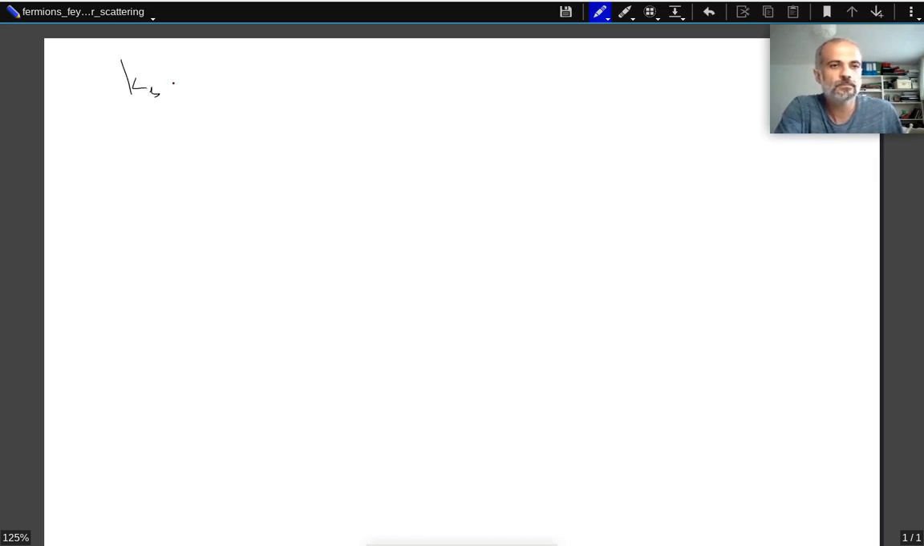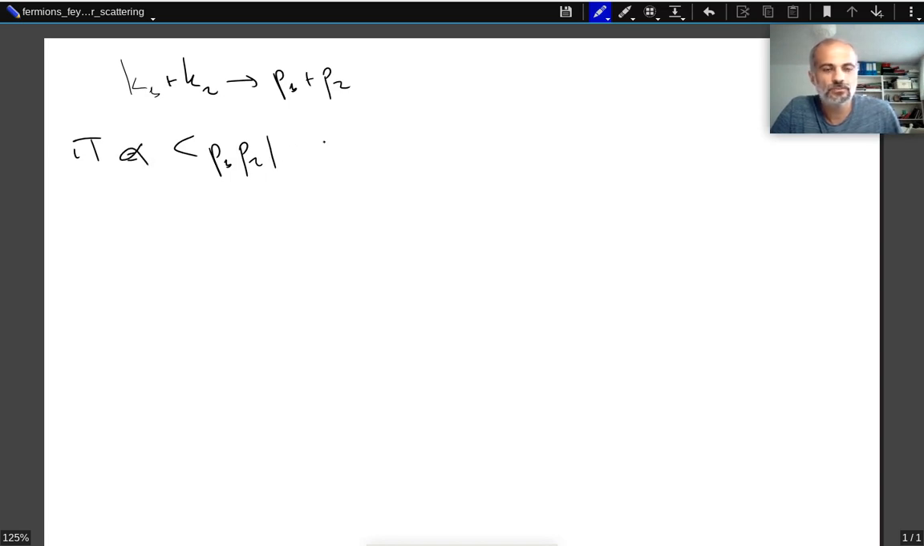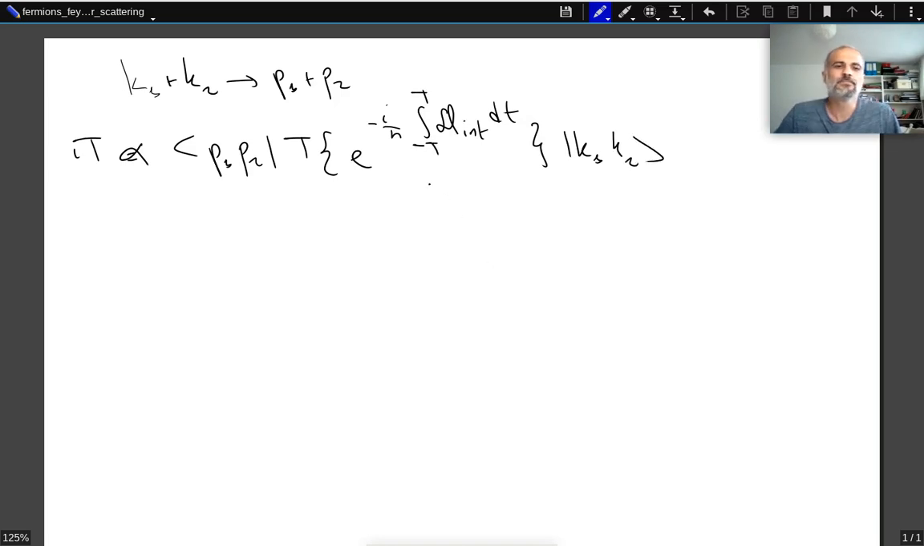K1, K2 scattering into P1, P2. The T matrix element will be given by P1, P2. Let's just write the proportionality constant, time-ordered product. We will have the e to the power minus i over h bar, H interaction dt. Let's say that this starts from minus T to plus T, and then we have the K1 and K2. And eventually we will take the limit as this capital T goes to infinity.